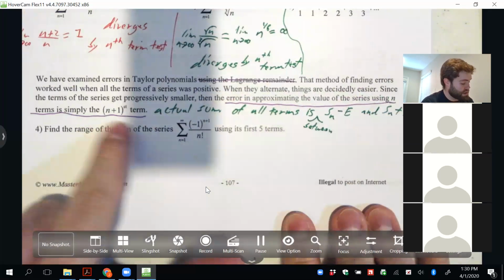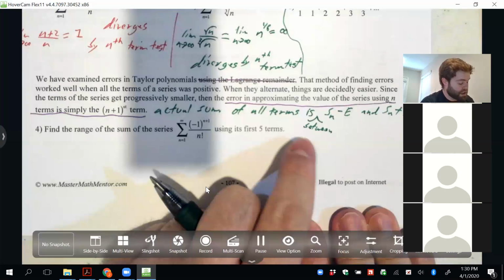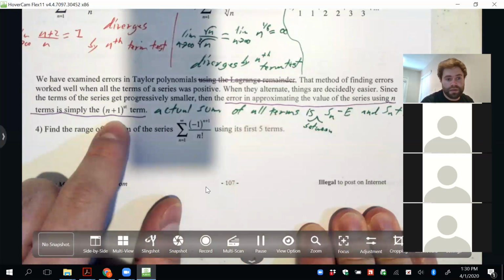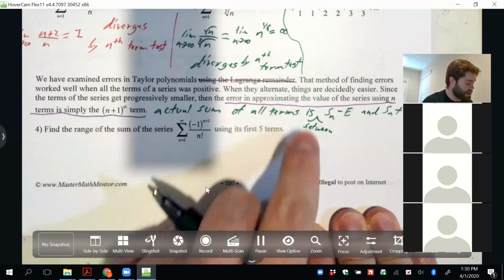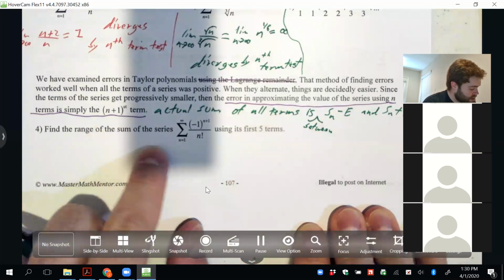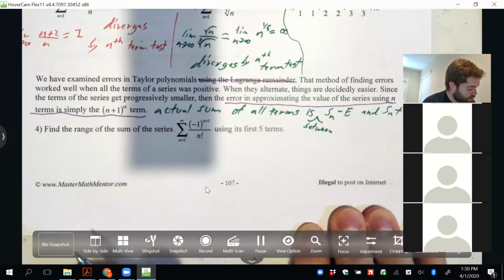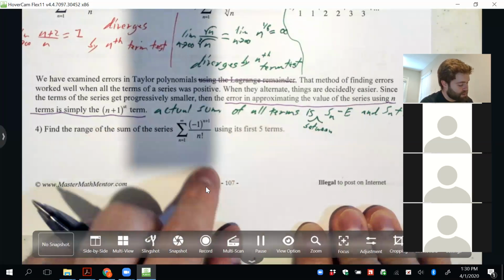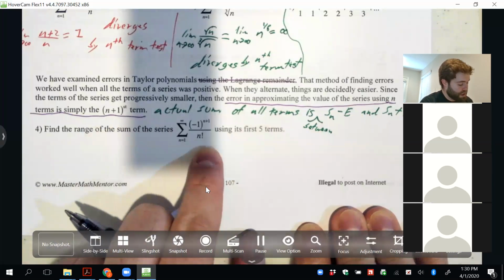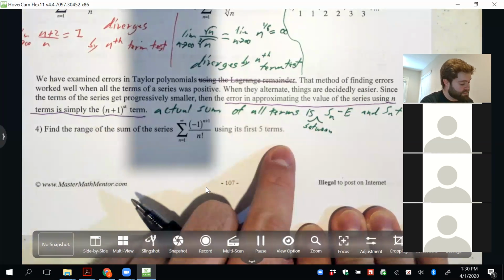They just told us that here, that the approximate value for the series is just going to be the n plus 1 term. I mean, the error between the approximation and the actual is the next term. And so if we do that here, we're asked to find the range of the sum for this. So this is an alternating series because we have -1 to the n plus 1 power over n factorial. And we're asked to use the first 5 terms.